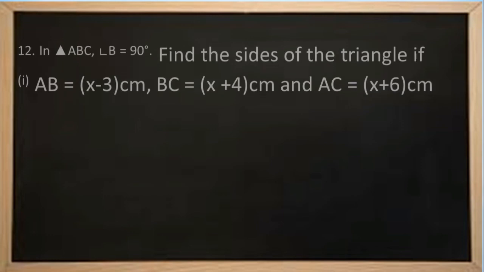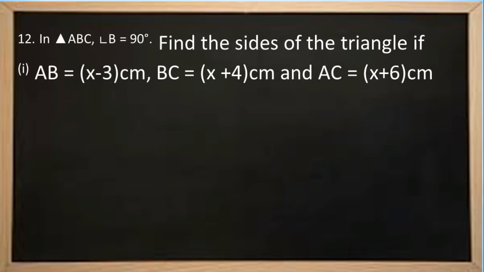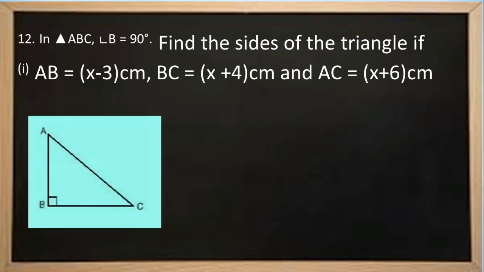Question number 12. In triangle ABC, we have to find the sides of a triangle. Condition is given that angle B is 90 degrees. Let us draw the diagram. Angle B is 90 degrees. So if angle B is 90 degrees, what happens, children? The measurements are given: AB is x minus 3, BC is x plus 4, AC is x plus 6.